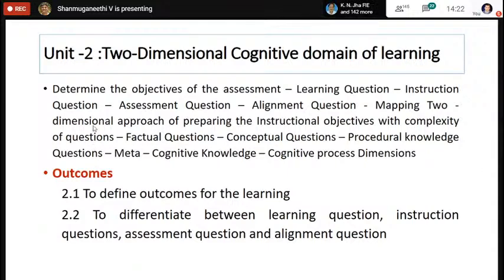Then the mapping, two-dimensional approach. Actually, the content is dynamic in nature. Every day the content changes. So the cognitive dimension is where you can have a two-dimensional approach in the revised Bloom's taxonomy. One is called the knowledge dimension. The second one is called the cognitive process dimension. In the knowledge dimension, you can have 4 kinds of knowledge: factual, what; conceptual, why; procedural, how; and metacognitive, self-learning, why not I can do my own self-realization.